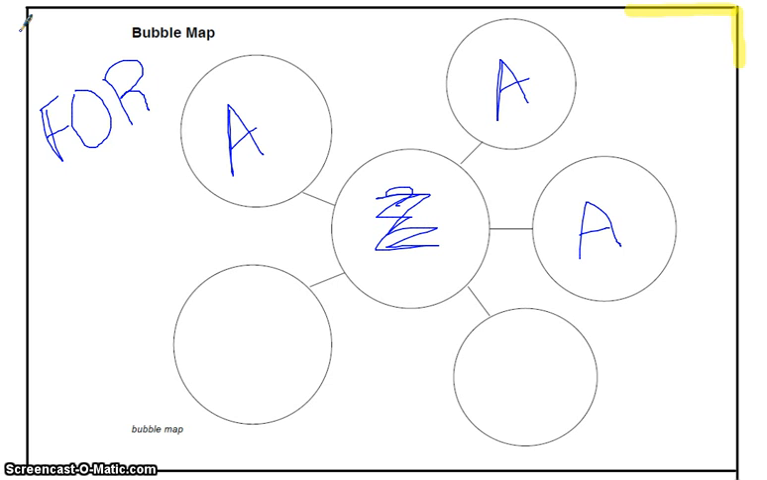Usually with bubble maps, our frame of reference is going to be a how do I know, because it makes sense if you're describing something to be able to prove how you know those descriptions are correct. And so we will focus on text evidence for bubble map frame of references.